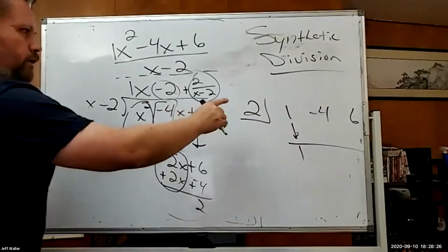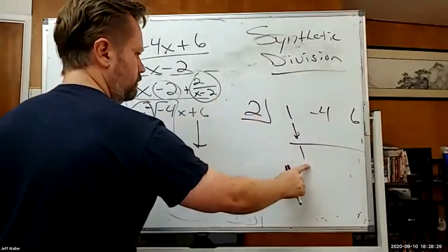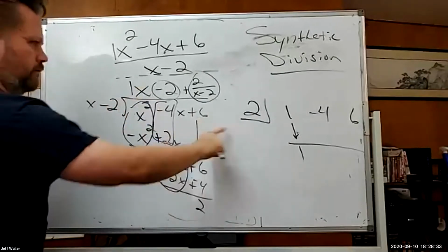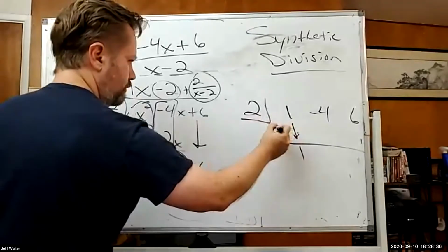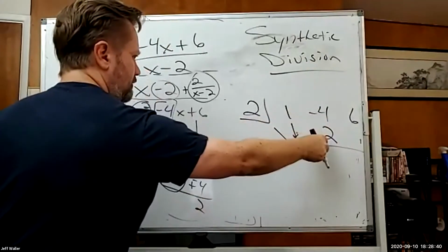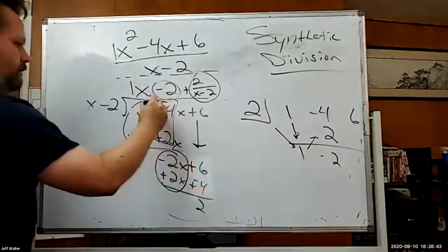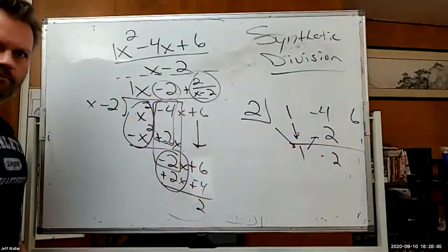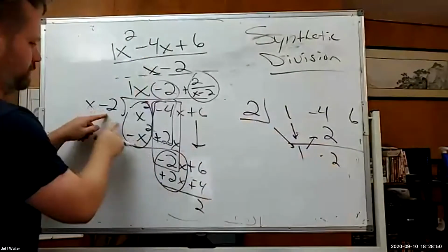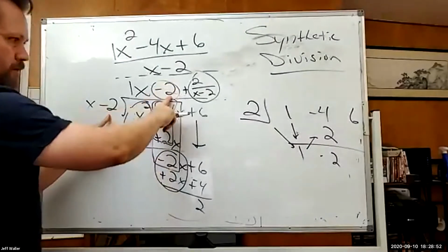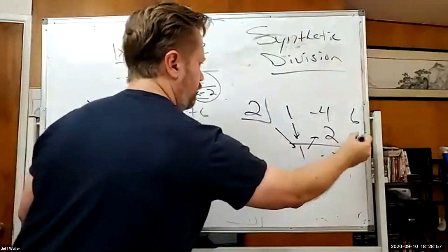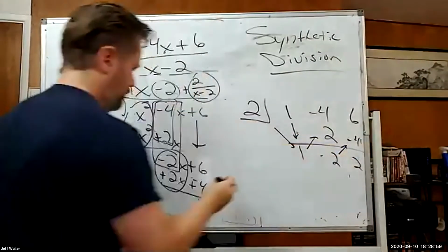And then what's 2 times 1? You see how that's the 1 times 2 that we did? What's 2 times 1? 2. It's 2. And then I add these. Do you see how we just did this? Do it again. What's 2 times -2? 2 times -2 is? -4. And then you add these. Didn't we just do this?